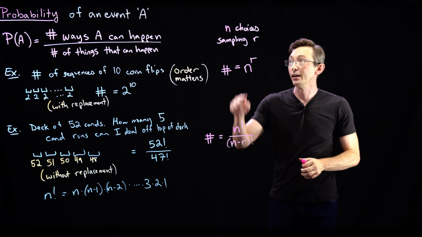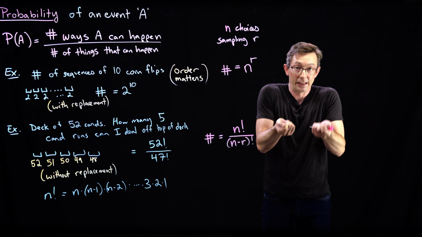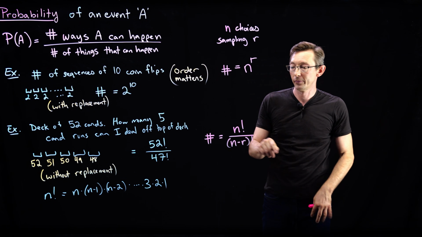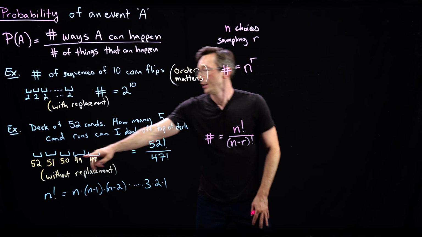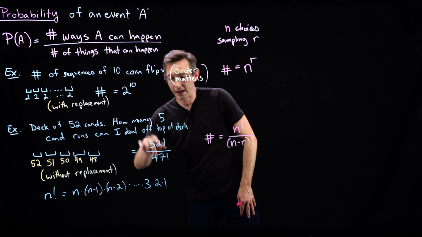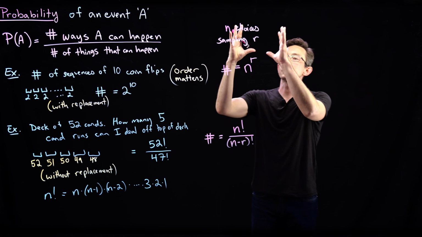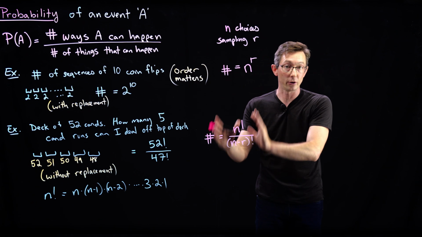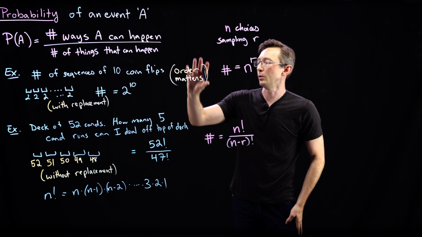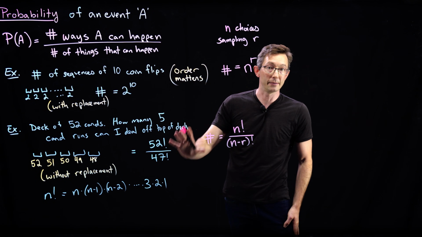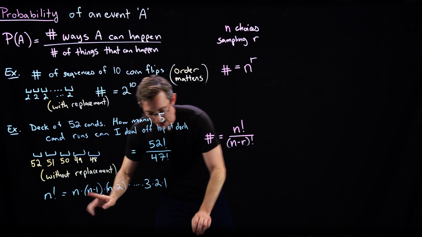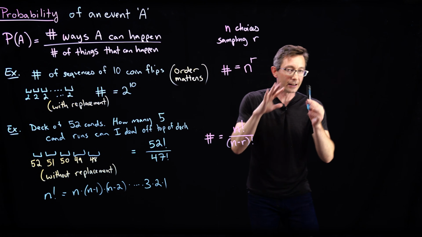So it's the number of choices, the number of cards in my deck, that's 52 factorial, divided by 52 minus 5 factorial. 5 was the number of cards I'm sampling. These are super, super useful formulas, okay? This is all when order matters. Order matters in both cases. And I'm just going to give you one last thing to think about.